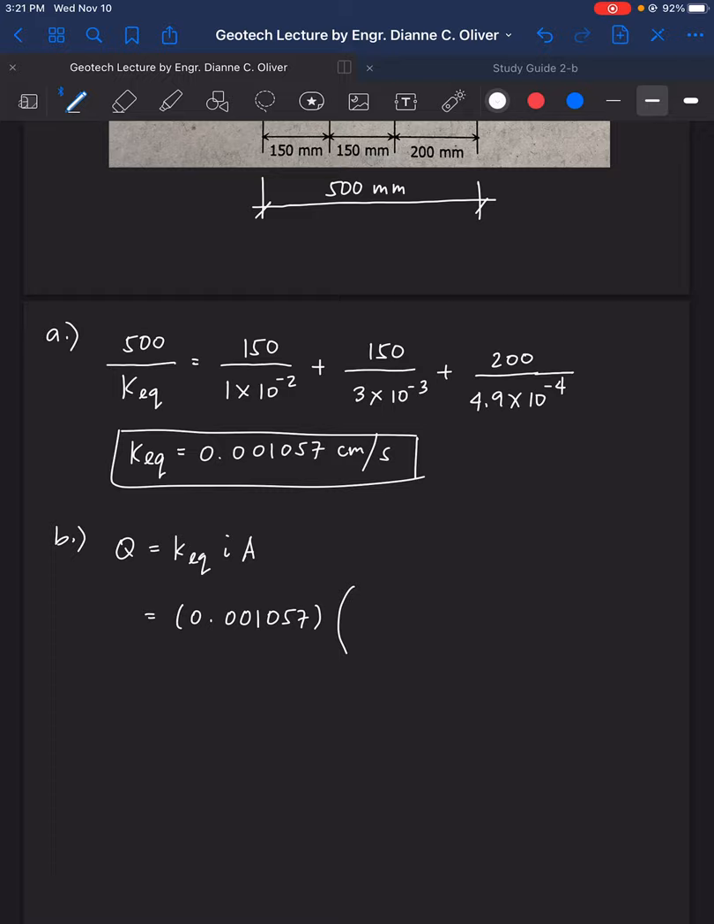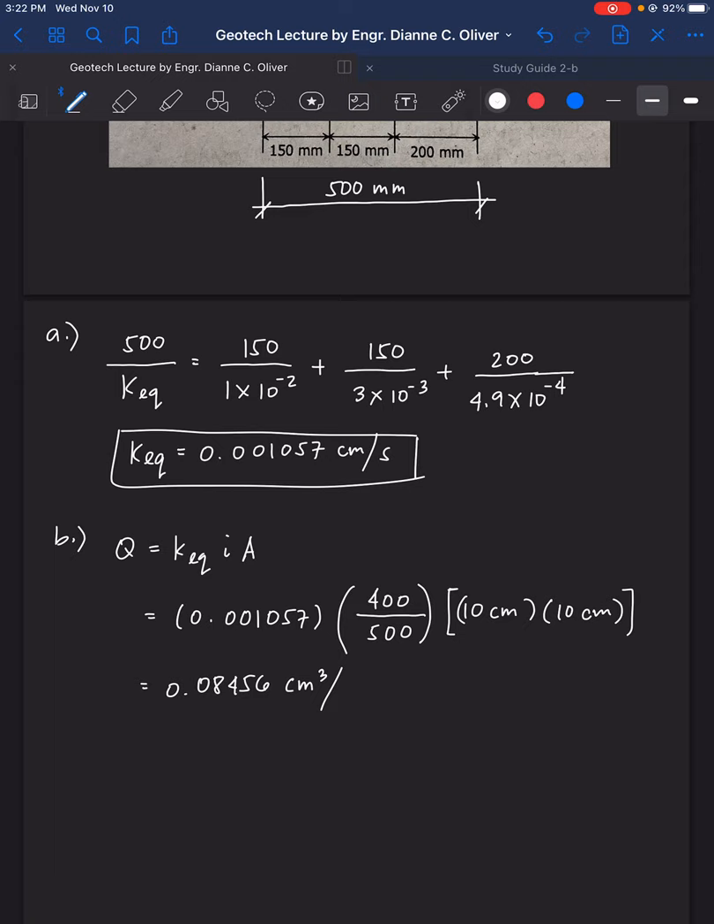Then remember, hydraulic gradient is the difference in the head, so we have 400 divided by the length of travel of the water through the soil. So that is 400 divided by 500. Then we have the area, so the area there is 100. Okay, so let's use 10 centimeter by 10 centimeter. So that is equal to 0.08456 cubic centimeter per second.